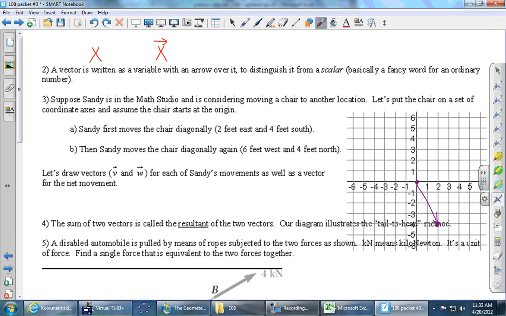Okay, starting from the previous position, don't go back to the origin, but draw a new vector representing the second push. Okay, so we said 6 west and 4 north. Does that land me here? And then an arrow again in the direction of travel.